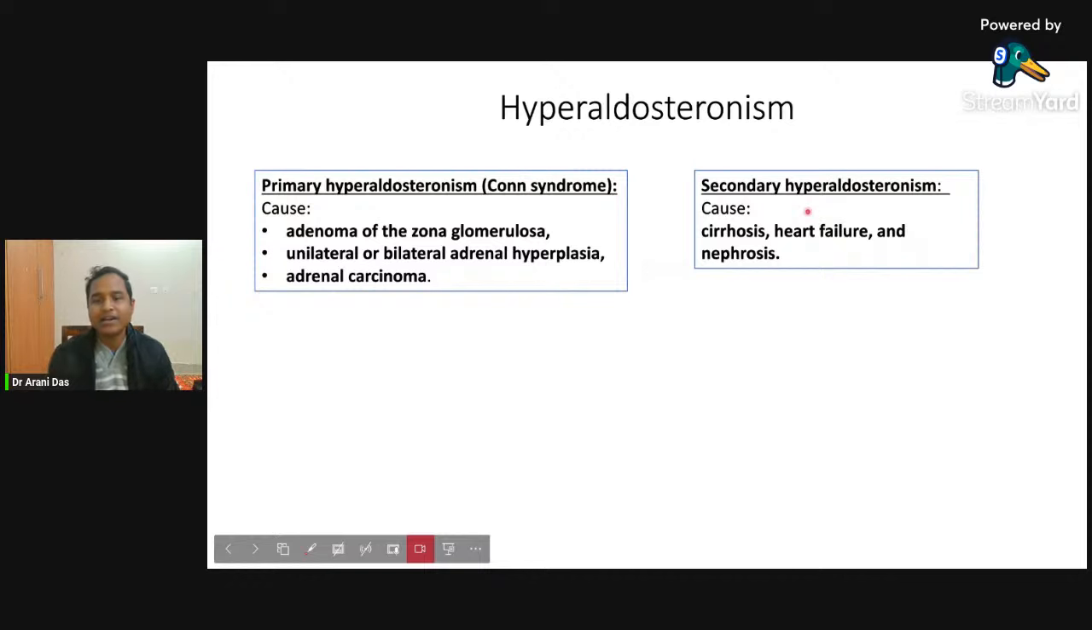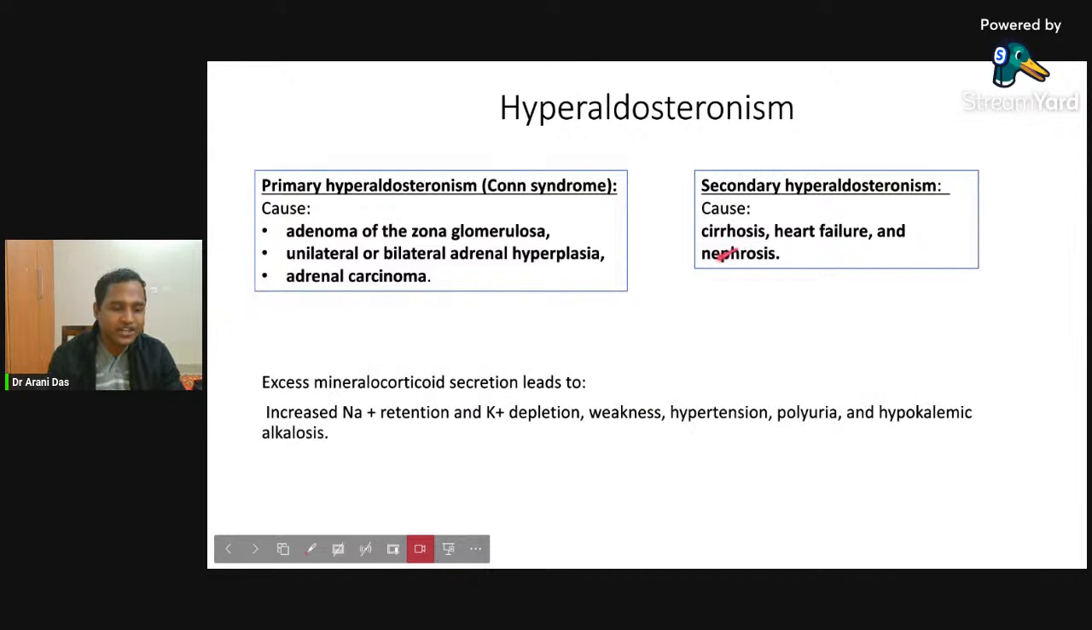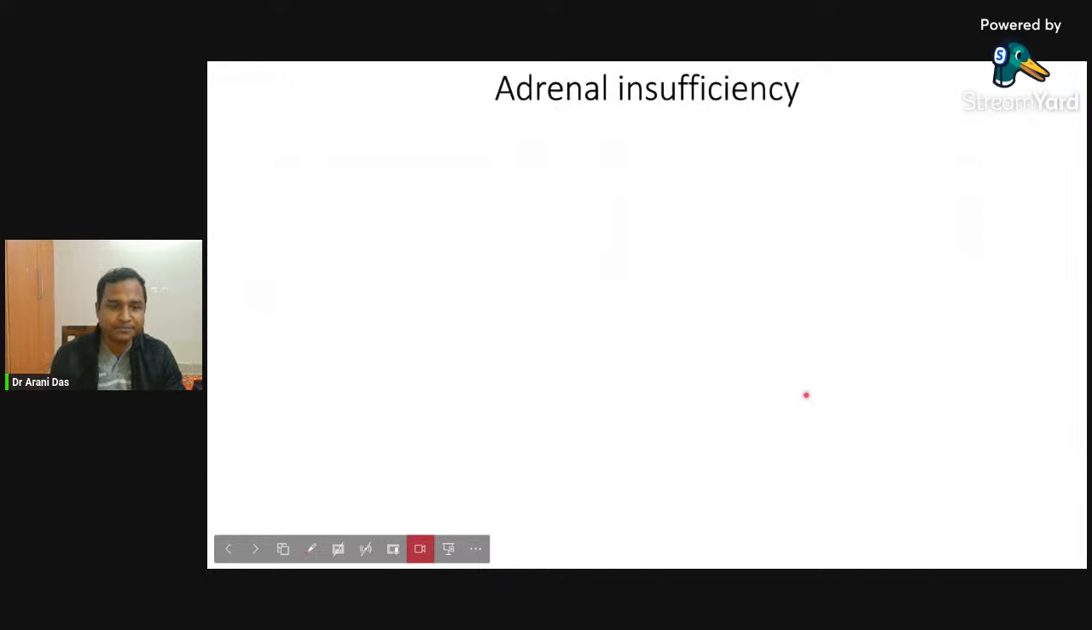And secondary hyperaldosteronism is secondary to other diseases such as cirrhosis of the liver, heart failure, and nephrosis. All these chronic diseases may increase aldosterone secretion. Increased aldosterone secretion leads to increased sodium retention, water retention, potassium depletion, weakness, and hypertension. This hypertension is due to increased sodium retention in the long term. Associated water retention leads to polyuria, and depletion of potassium leads to hypokalemic alkalosis. So these are the cardinal symptoms of mineralocorticoid excess, or hyperaldosteronism.